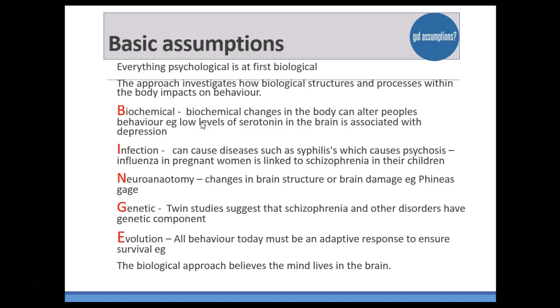First, biochemical. Biochemical changes in the body can alter people's behaviour. For example, low levels of serotonin in the brain are often associated with depression. High levels of serotonin, which is a neurotransmitter by the way, are also often associated with severe anxiety.